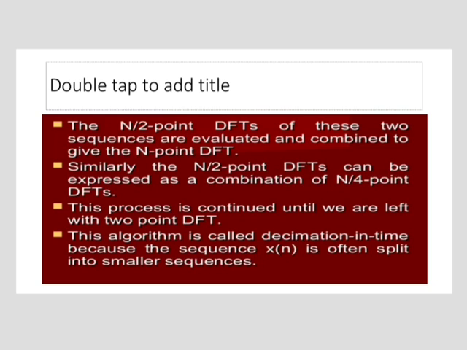Similarly, the n by 2 point DFTs can be expressed as the combination of n by 4 point DFTs. This process is continued until we are left with 2 point DFTs. This algorithm is called decimation in time because the sequence x of n is repeatedly split into smaller sequences.